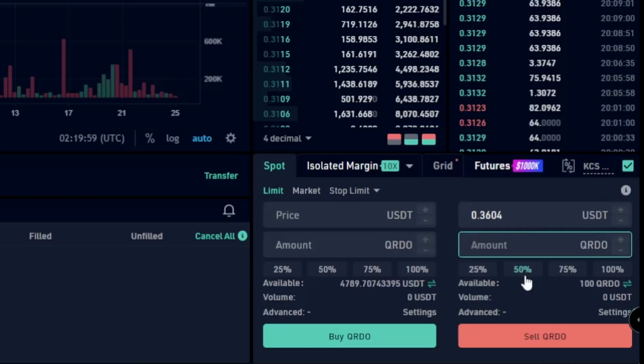Now, if you just wanted to sell, say, half of it, you could hit 50%, create that order, and then maybe choose another level, higher or lower, to sell the other 50% at, right? But for the sake of this example, we're just going to sell it all.